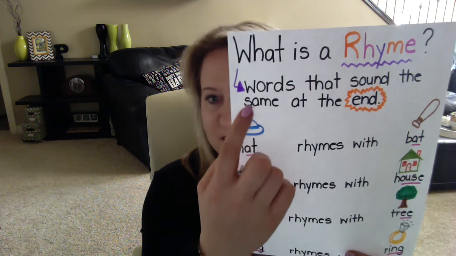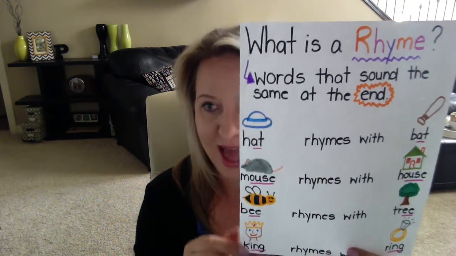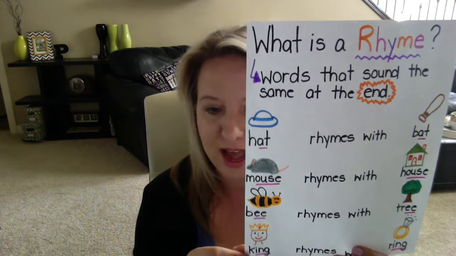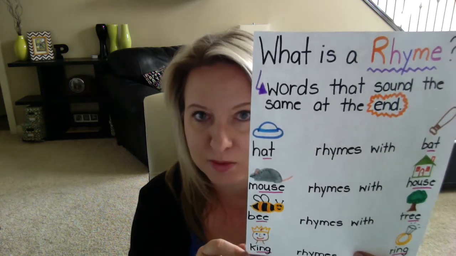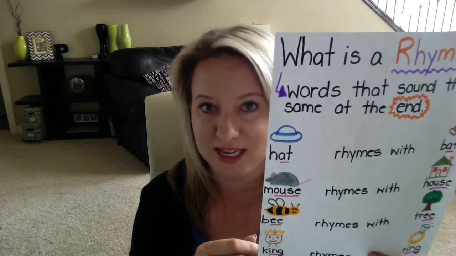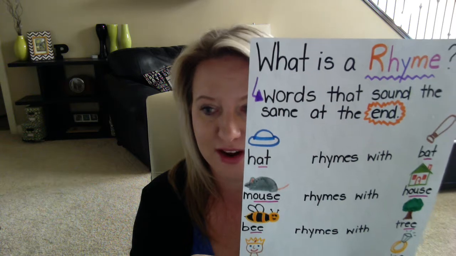A rhyme is a word or words that sound the same at the end. And that's the trick. That's the key that we need to remember. Sometimes we get mixed up and we think that words that rhyme have the same beginning sound. But a word that rhymes has the same sound at the very end.